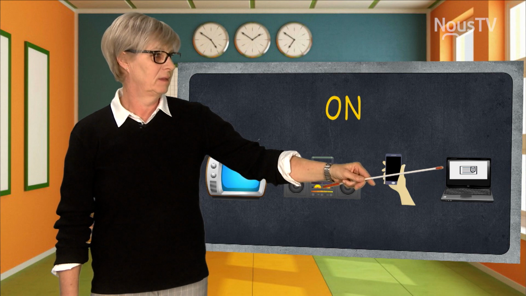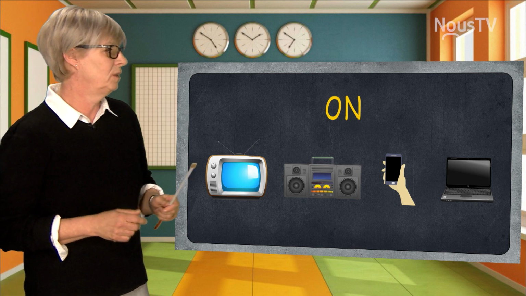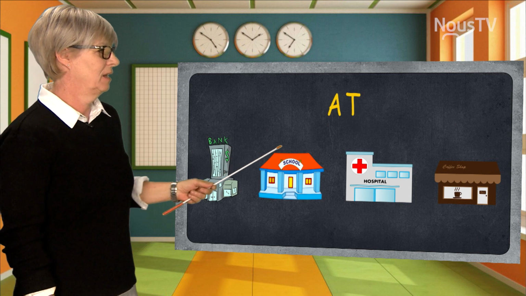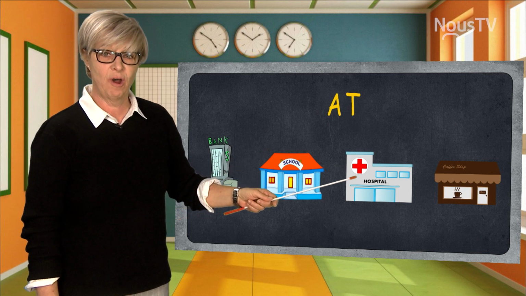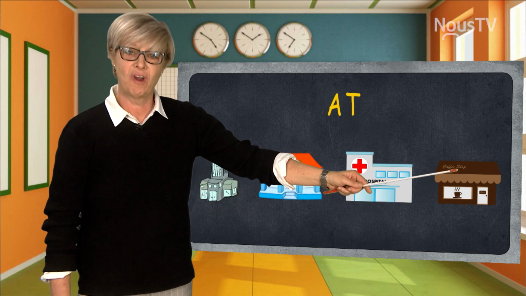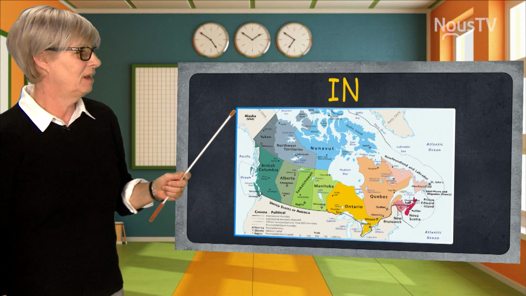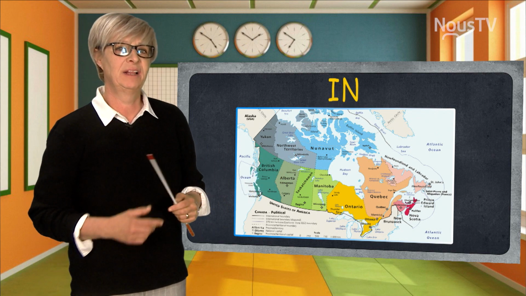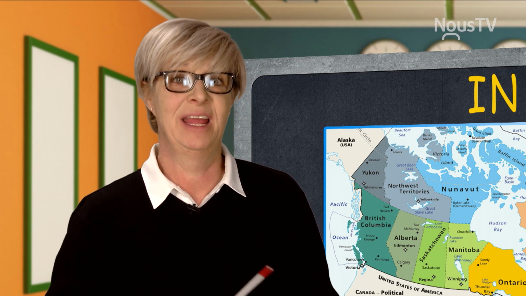Now let's take a look at the three prepositions that we saw, starting with the at. We have at the bank, at school, at the hospital, which I hope you never go, and at the coffee house. Next, we had the in. Anything that is geography is in. I live in Morin Heights. I live in Alaska.